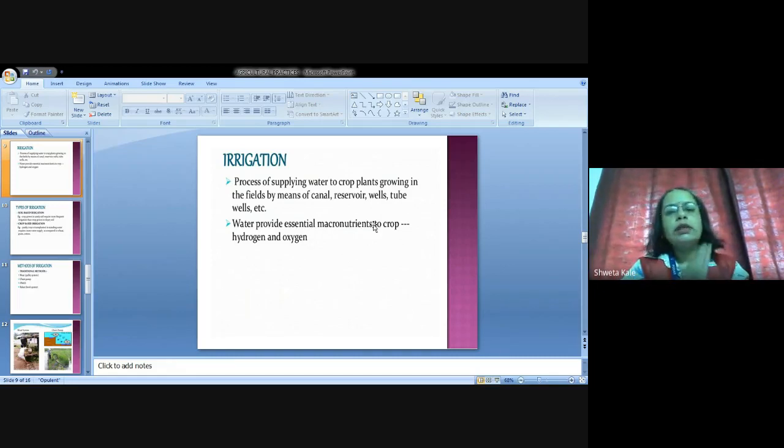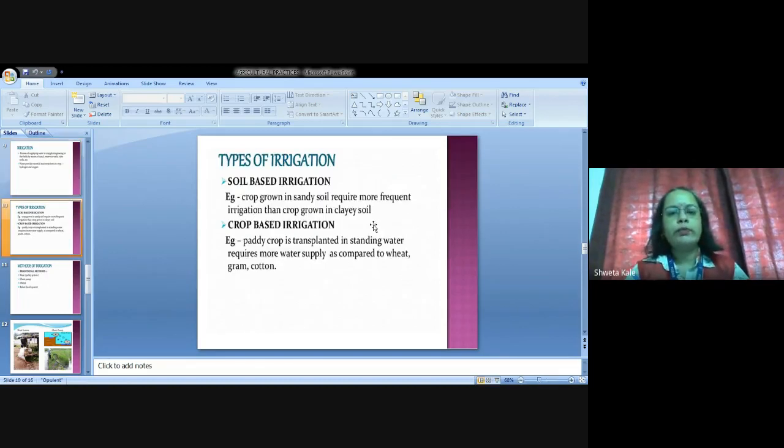Now this irrigation helps to give the soil the two major nutrients, that is macronutrients, one is oxygen and one is hydrogen, as water is made up of these two elements, hydrogen and oxygen. So this is known as irrigation. Next, now the types of irrigation.